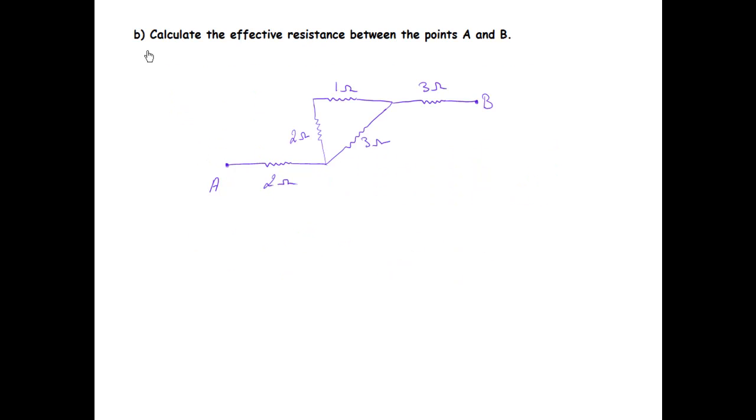Now in the next question, 4 part B, we need to calculate the effective resistance across the points A and B. Now what I'll do is I'll simplify this circuit diagram. So we have point A out here, 2 ohms. There is 2 ohm and 1 ohm out here, which will add up to 3 ohms. And there is another 3 ohms out here.